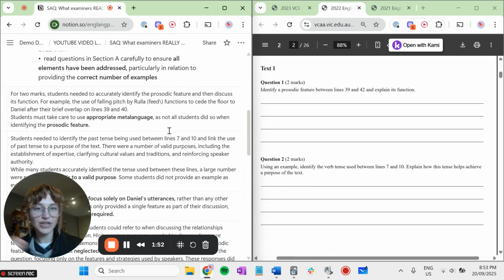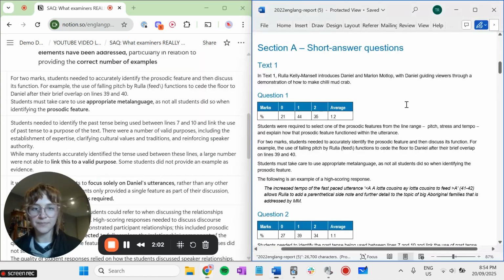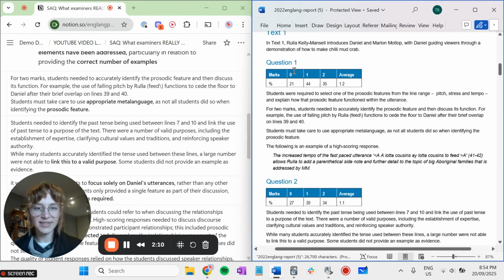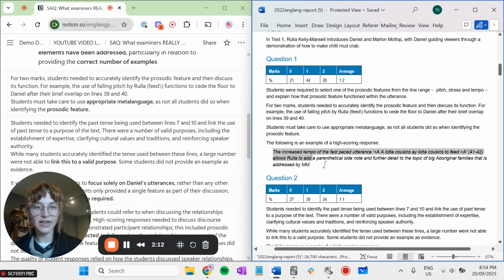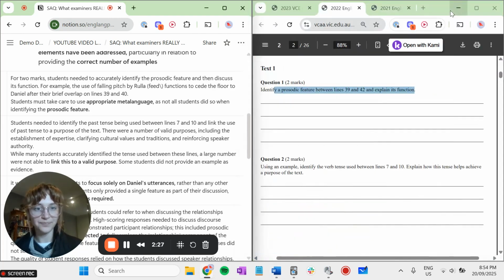First of all, question 1 was to identify a prosodic feature between lines 39 and 42 and explain its function. This is a text, the Ruller-Kelly Manson text called Cooking on Country from the 2022 exam. And this is an example of that answer. The increased tempo, the fast-paced utterance, a lot of cousins to feed, allows Ruller to add a parenthetical side note and further detail to the topic of big Aboriginal families that is addressed by NM. So that's a good example of a high-scoring response.